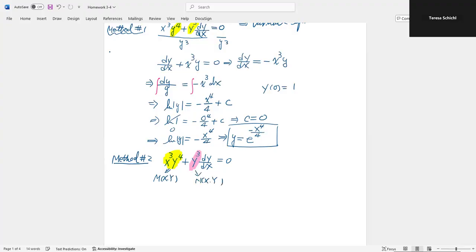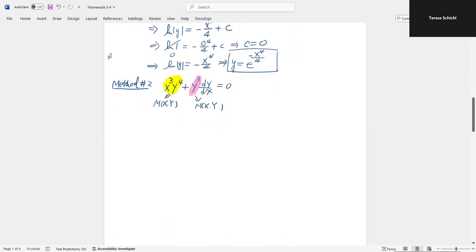So this is step number 1: assign each function. Then step number 2: I'm taking the partial derivative of M(x,y).